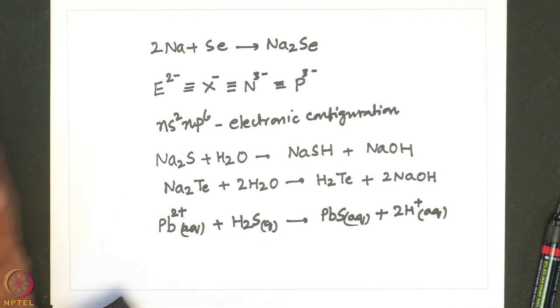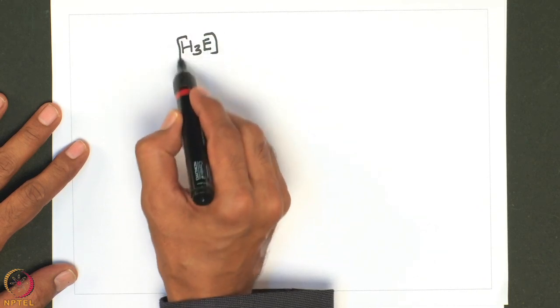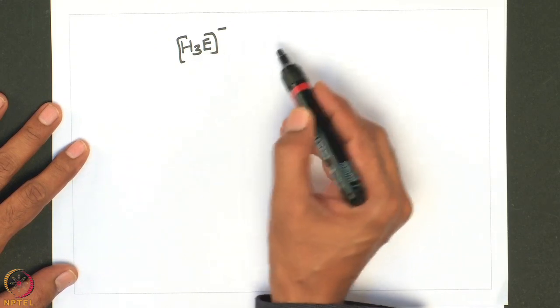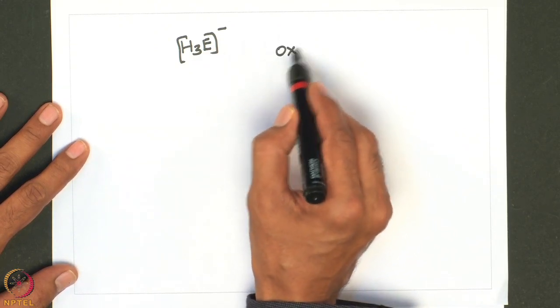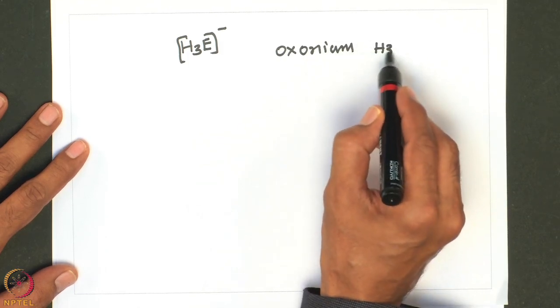Okay. So, cationic onium ions, that is H3E+, are quite well known. For example, hydronium. So, H3E+ ions, and of course, when it is O, it is called oxonium ion. This is H3O+.